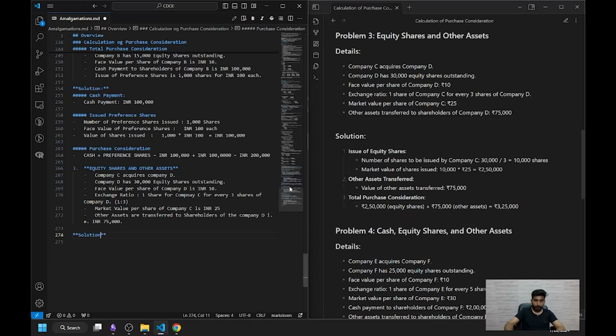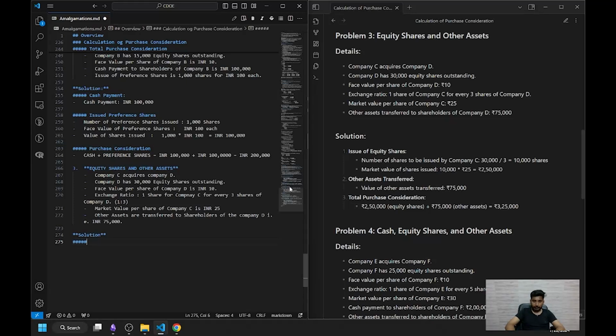We have been given that the company C has acquired the company D. Company D has 30,000 equity shares outstanding. The face value per share of the company D is rupees 10. Exchange ratio is 1 share for company C for every 3 shares of company D. And the market value per share of company C is rupees 25. Also, the other assets are transferred to the shareholders of the company D, that is for rupees 75,000. Okay. Now, we need to find out the purchase consideration.